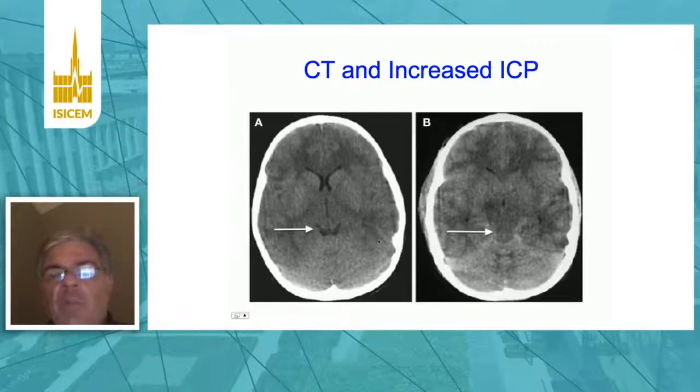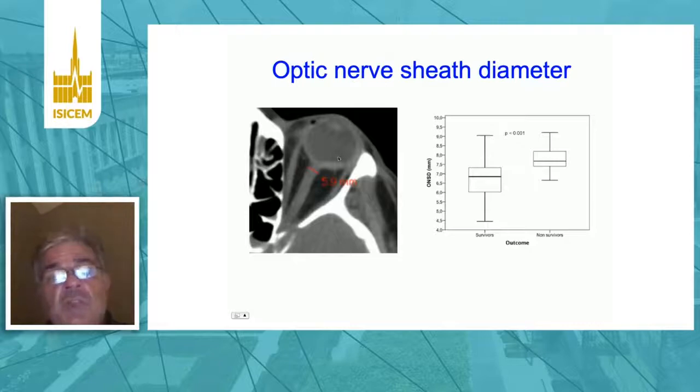Here are obliterated perimesencephalic cisterns. With a normal ICP, the perimesencephalic cisterns at the top of the midbrain are open, but with increased intracranial pressure, you no longer can see them. Optic nerve sheath diameter is a useful non-invasive parameter, either on CT or in some circumstances ultrasound. There are some difficulties using this, but in general, when greater than 6 millimeters in diameter, it is usually associated with high intracranial pressure.